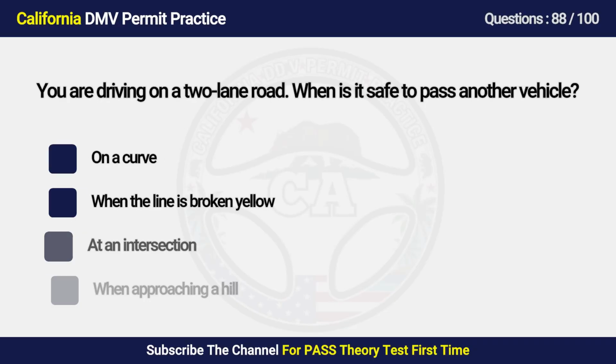Question 88. You are driving on a road. When is it safe to pass another vehicle? A. On a curve. B. When the line is broken yellow. C. At an intersection. D. When approaching a hill.